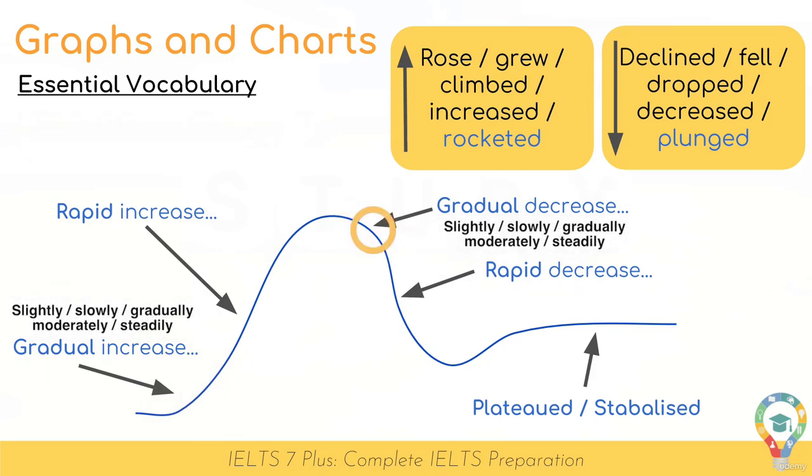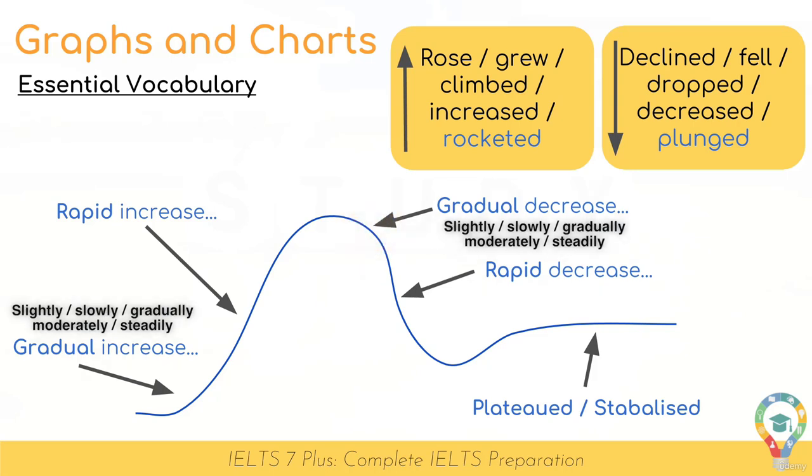Here are some examples to describe a small decrease. The graph slowly decreased. The graph moderately fell. Pause the video and write your own versions describing gradual changes in the line graph.